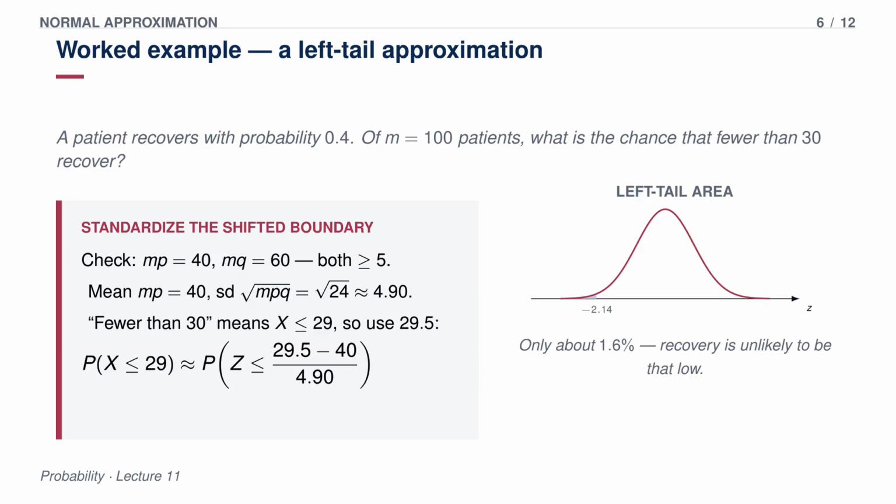Now the careful part. Back to the floor tiles. Fewer than 30 means the 30 tile is off limits. It's lava. The highest tile we're allowed to stand on is 29, and we walk out to its right-hand grout line, 29.5. Standardize. 29.5 minus 40 over 4.90. That's a z-score of minus 2.14, and the table gives P of z at most minus 2.14 equals 0.0162, about 1.5%. It'd be quite surprising for recovery to come in that low.